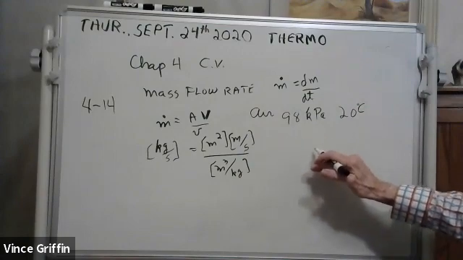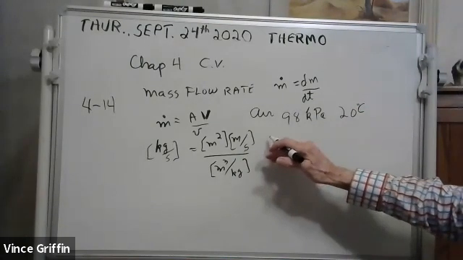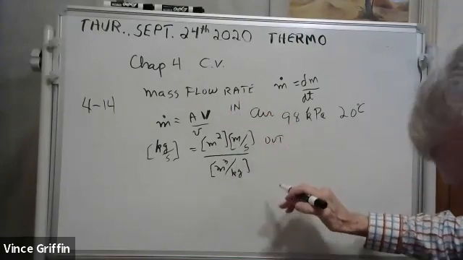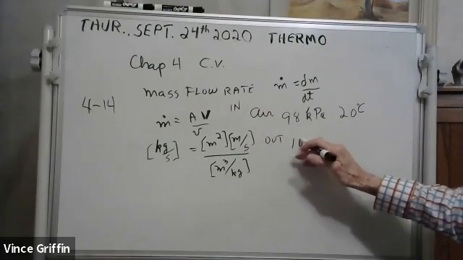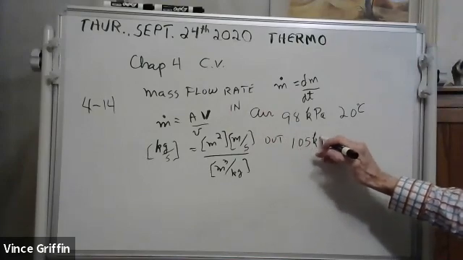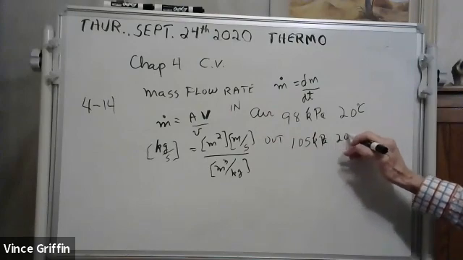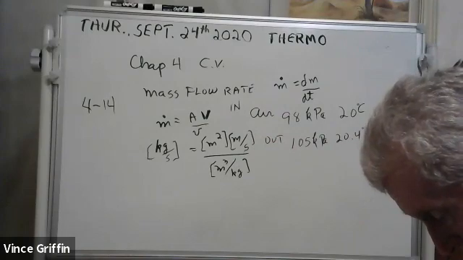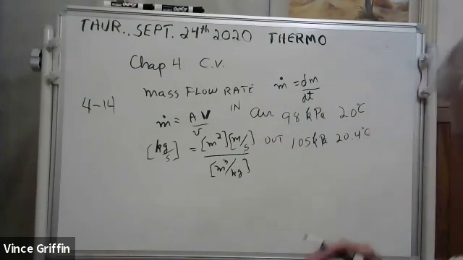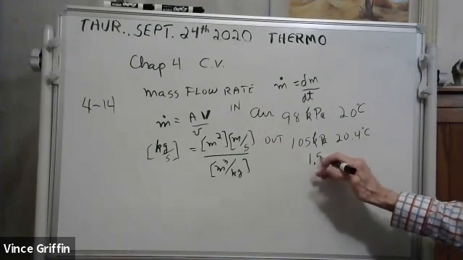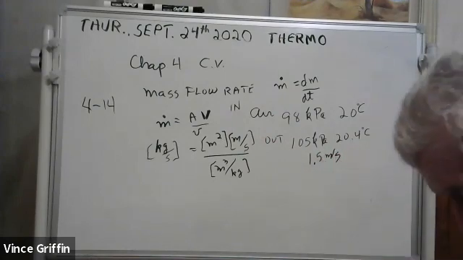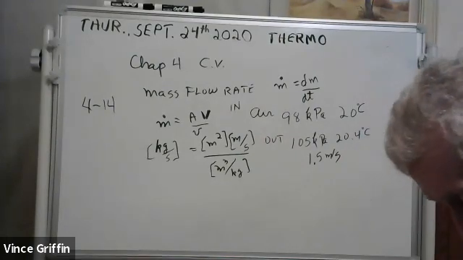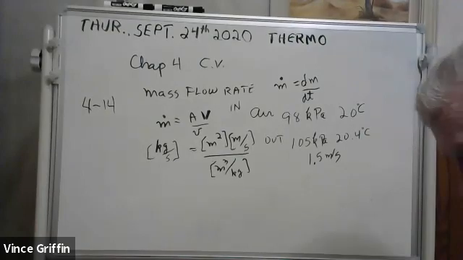See, it comes into the fan. That's coming in. Air's coming in. Going out, it goes out of the fan at 105 kilopascals, 20.4 degrees Celsius. Goes out a little warmer, not much, a little bit more pressure. And the velocity it goes out is 1.5 meters a second. What's the mass flow rate? Well, I'll try to show you.